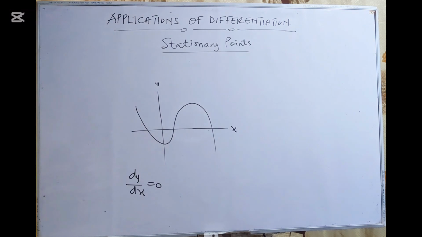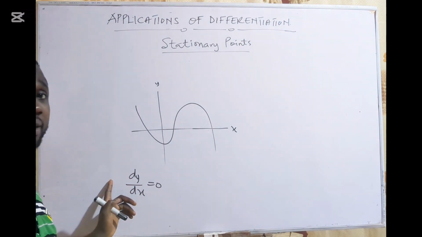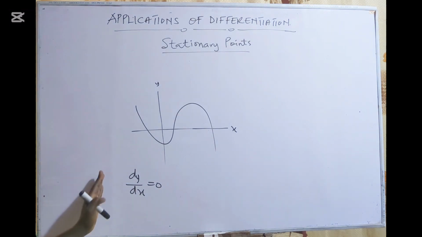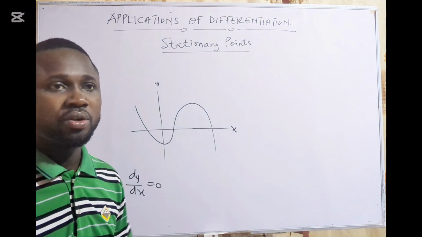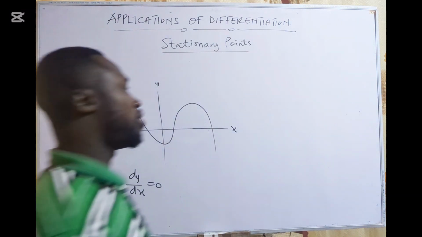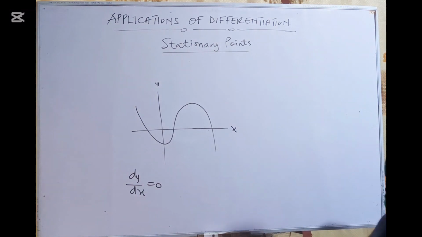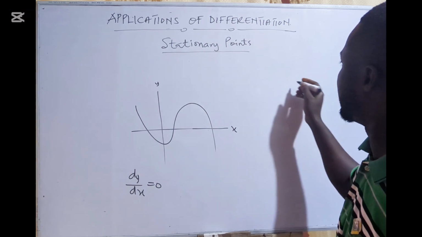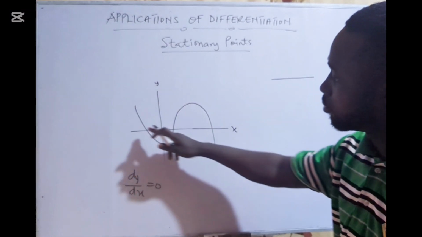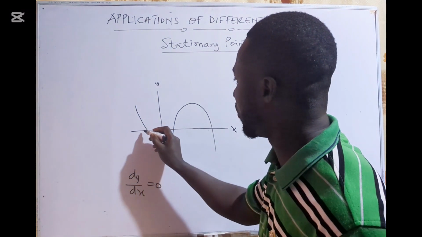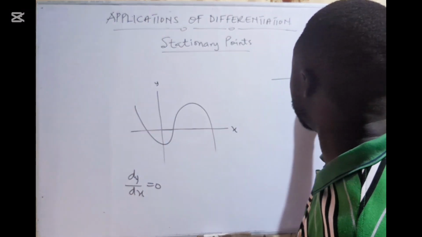So when I substitute the value of x or the value of y into the gradient function, and the gradient function gives me 0, it is telling me that the gradient of the tangent is 0. And where can the gradient of the tangent be 0? We know that the gradient can be 0 if the tangent is parallel to the x-axis. So if the tangent is parallel to the x-axis, let's say I have on the x-axis, what is the value of y?